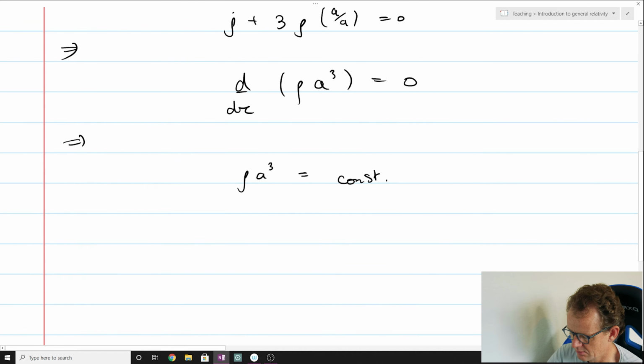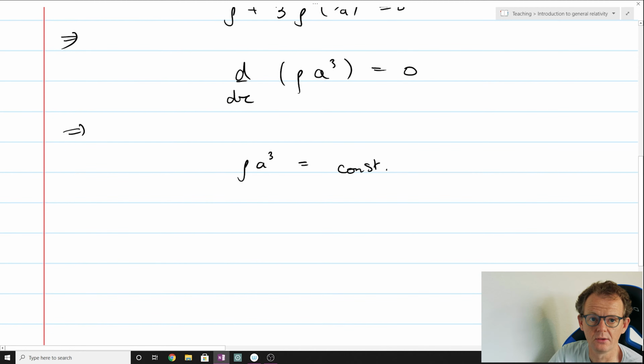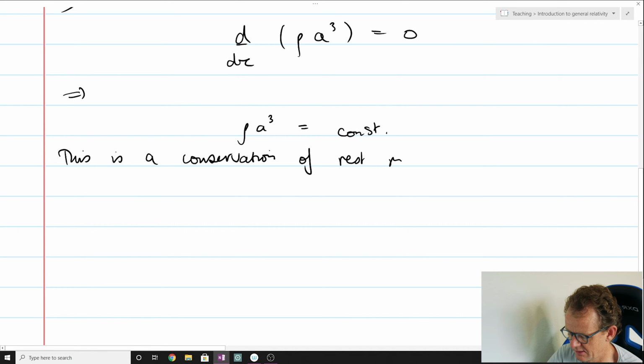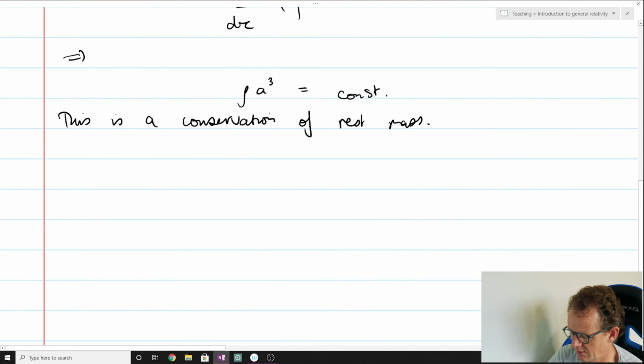And that's good. That's really a sanity check on the equation, because what does it tell us? It tells us that this is just a conservation law in disguise. It's the conservation of rest mass of the dust, because a determines the volume of the universe, and rho the energy density. So you better not have rest mass being created or destroyed here, and this solution tells us exactly that.